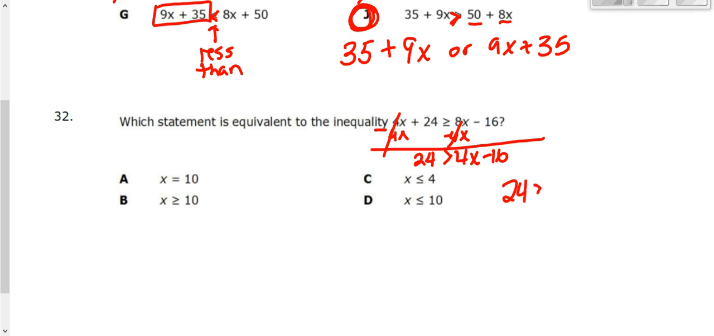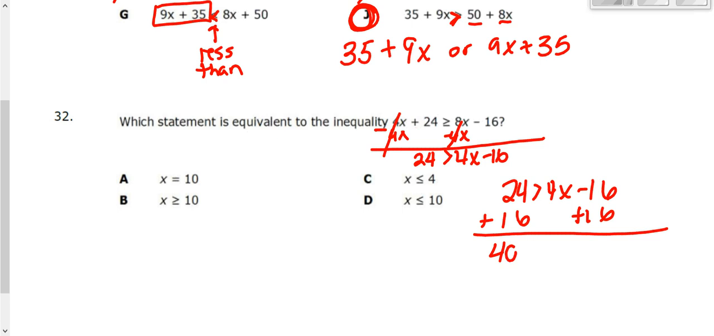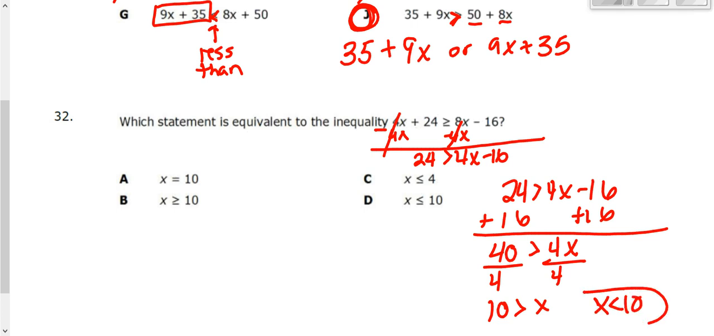I'm going to rewrite that so I have a little bit more space. I want to get x by itself, so I'm going to add 16 to both sides. And I'll get 40 is greater than 4x. And then I'm going to divide by 4, and I get 10 is greater than x. Now, if 10 is greater than x, that means x is less than 10. And sorry, at some point I lost that equal to symbol. I was wondering what was wrong. So let me fix that. x is less than or equal to 10.